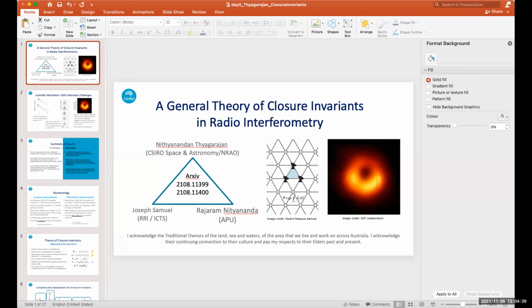Yeah. Okay, then our next speaker is Nithya. He's going to talk about a general theory of closure invariants in copolar and full Stokes radio interferometry. Nithya, you ready?